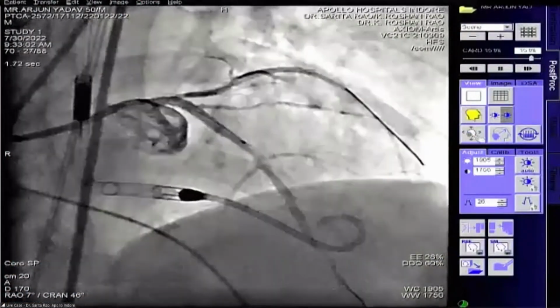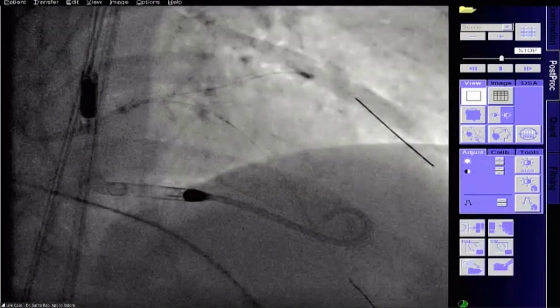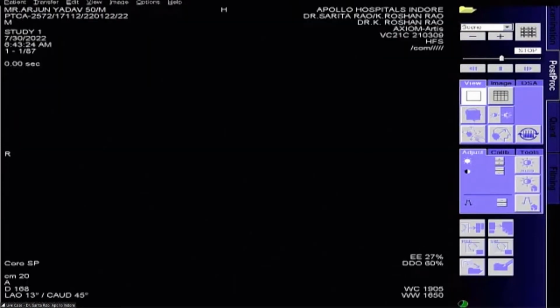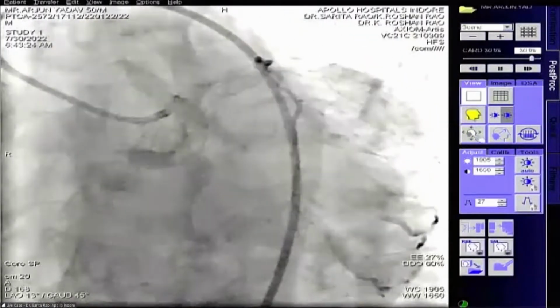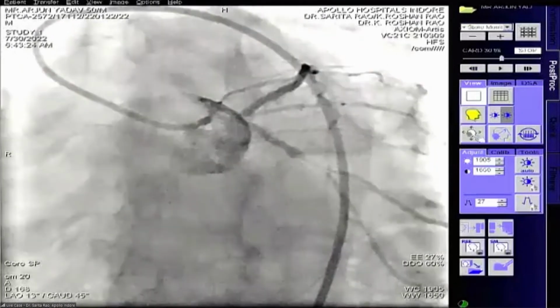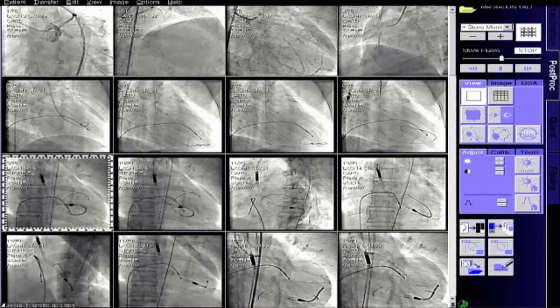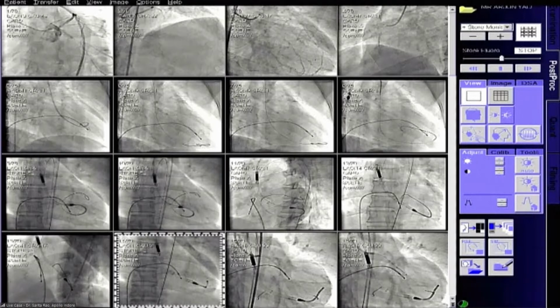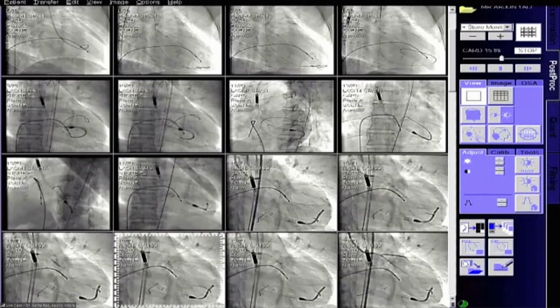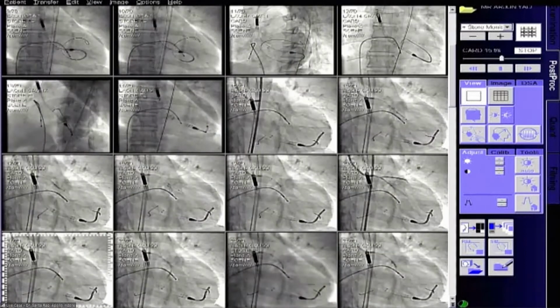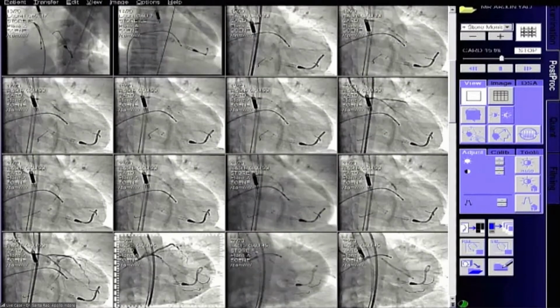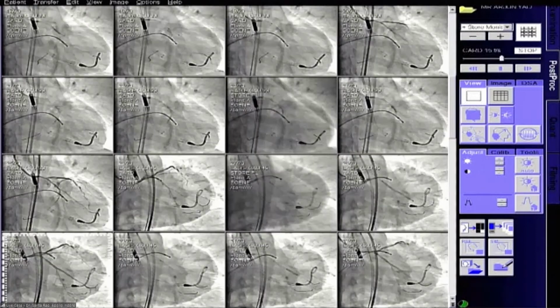So, welcome back. We went in with a 4 into 6. Can you go to the point where we stopped live transmitting? We went in with a 4-6 for the POT, and we dilated the LAD with a 3.5. Can you show that?